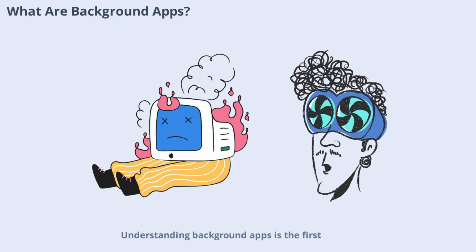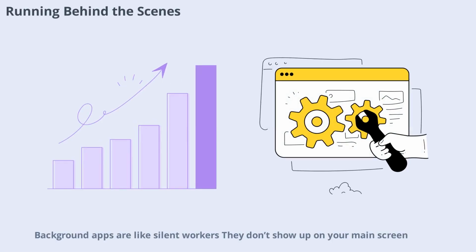Understanding background apps is the first step to improving your gaming experience, so let's dive deeper into how they work and why they matter. Background apps are like silent workers. They don't show up on your main screen, but they're still active. Imagine you're playing your favorite game, but at the same time your music app is playing songs, your browser has tabs open, and maybe your chat app is waiting for messages. All these apps are running behind the scenes, quietly using your computer's power. This is why you might notice your game isn't running as smoothly as you'd like.